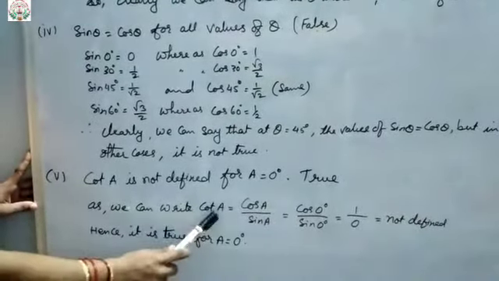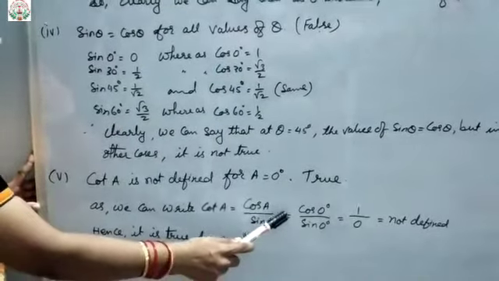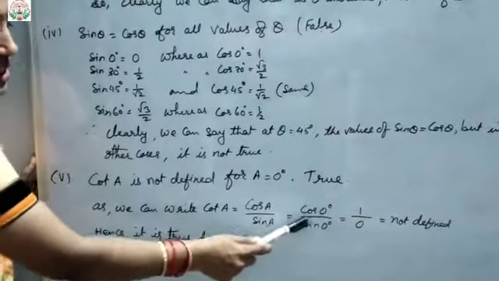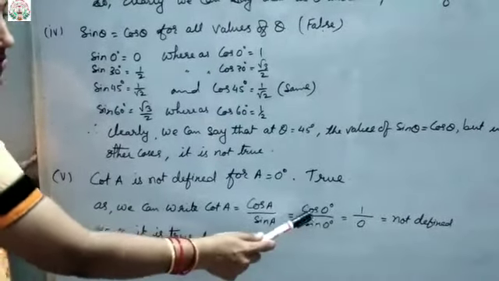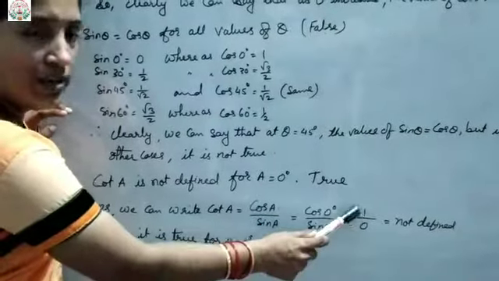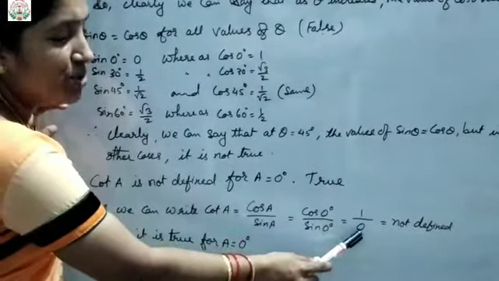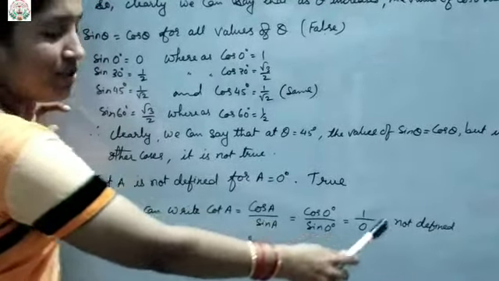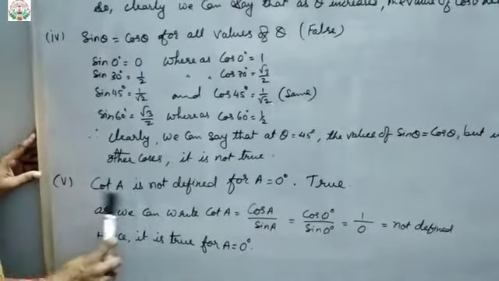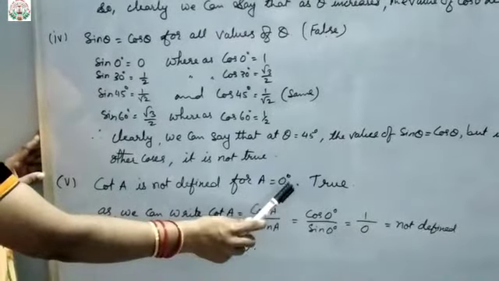We can write cot A equals to what? Cos A upon sin A. Then that is equals to, now put the value of A, that is 0 degree. Now cos 0 degree upon sin 0 degree. What will we get? Cos 0 is 1. And sin 0 in the table, what was it? That is 0. So 1 upon 0 means it is not defined. Hence it is true for A equals to 0. That means the above condition, that is cot A is not defined for A equals to 0 degree.